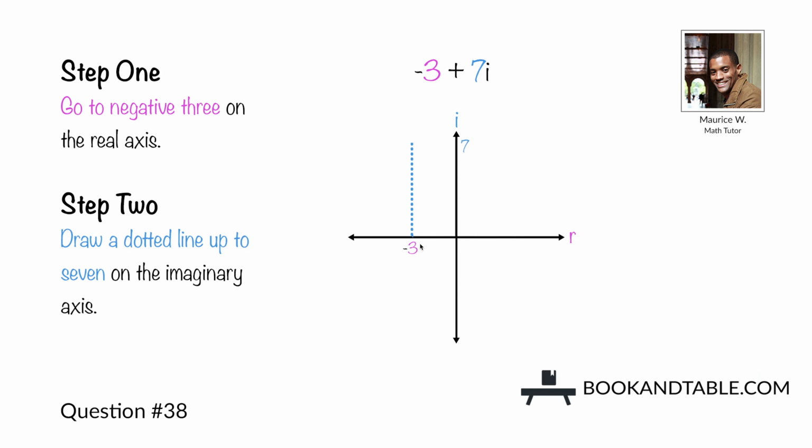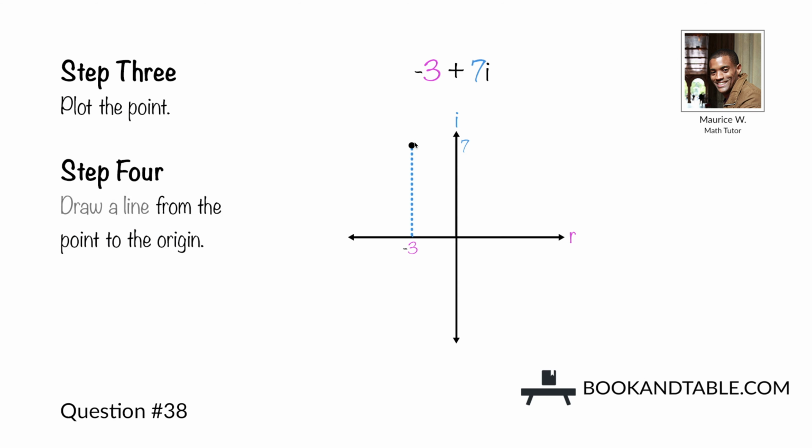Step 1, go to -3 on the real axis. Step 2, draw a dotted line up to 7 on the imaginary axis, and then plot the point. This point represents our complex number, -3 plus 7i. And from that point, you want to draw a line to the origin. This gives us the right triangle that we are going to use to help us calculate the argument, which is the angle from the positive real axis to the vector of the modulus.